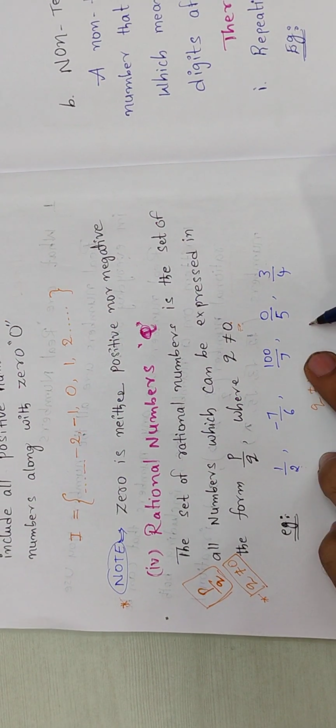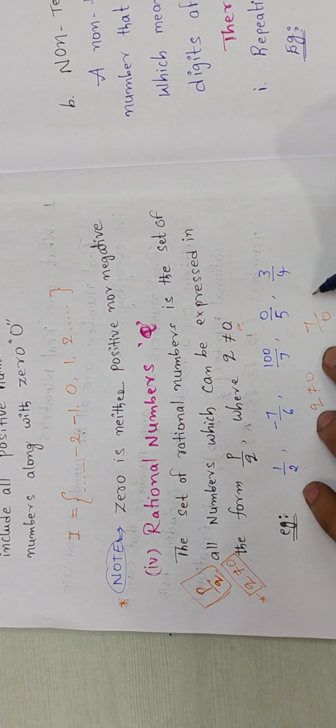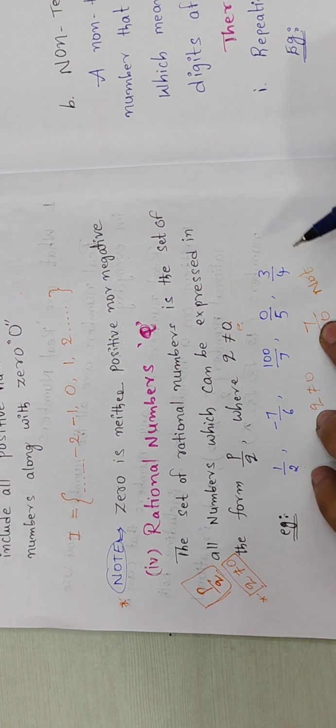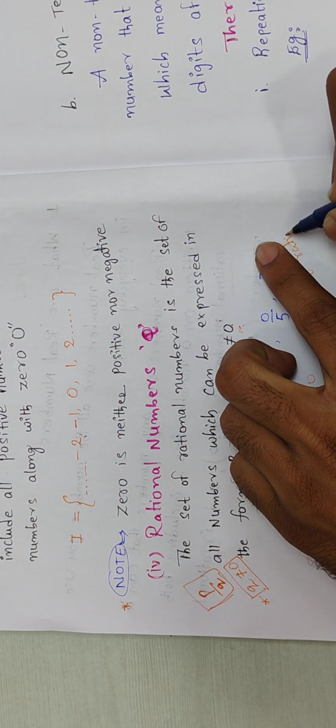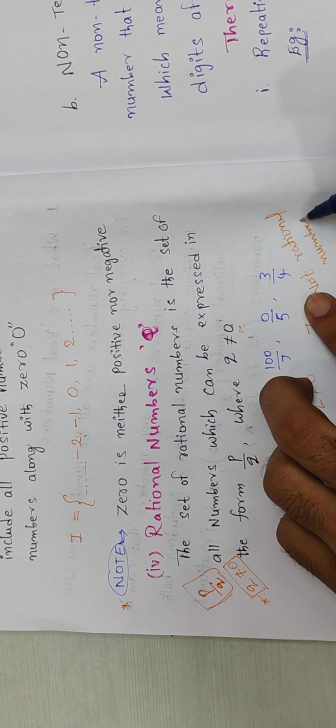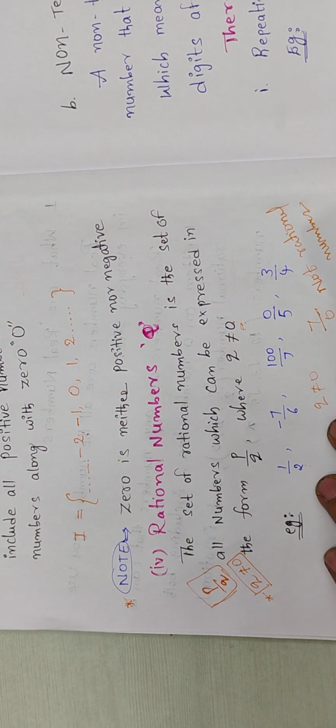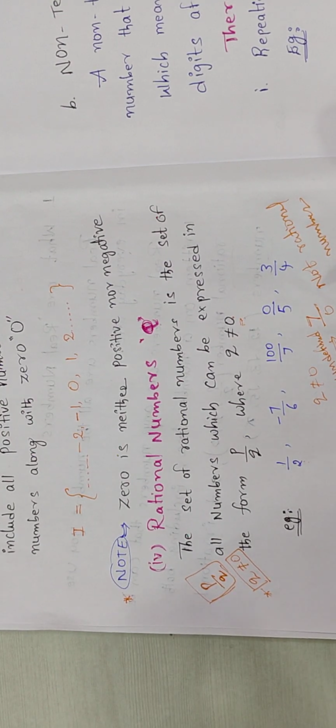For example, if we are writing 7 by 0, is this a rational number? It is not a rational number. It is an undefined value. You can say undefined, not defined. Something by 0 is not defined.